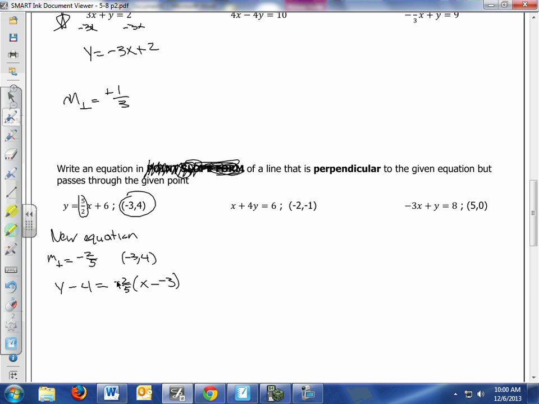Y minus 4 equals negative 2/5 x minus negative 3. That's immediately plus a positive. We distribute. Negative 2/5 x plus negative 6/5. And then we add that 4, and we get y equals negative 2/5 x plus, that's 20/5 plus negative 6/5, which is 14/5. Okay?